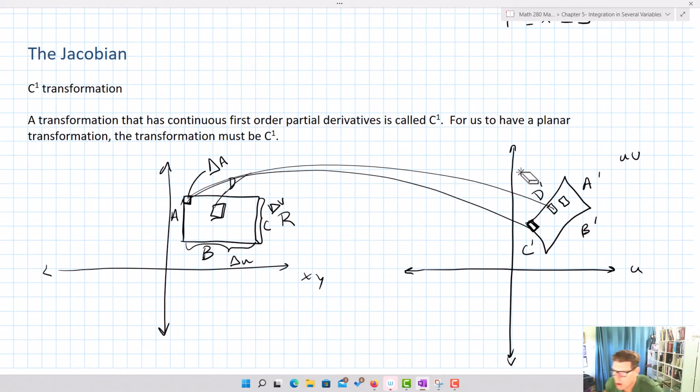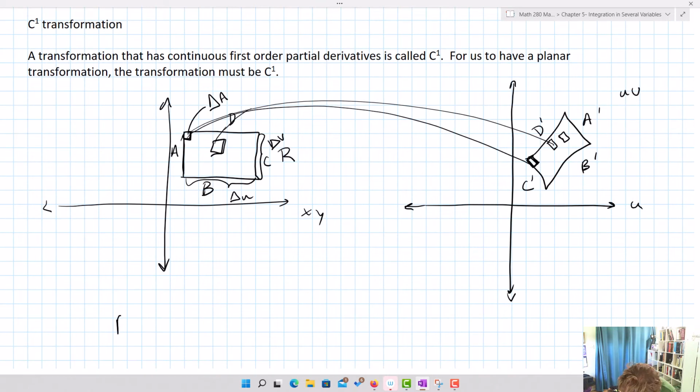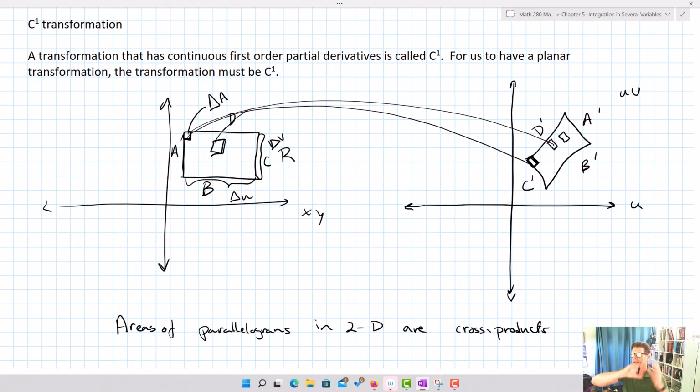And if you remember from our earlier conversations, areas of parallelograms in 2D are cross products. So we're imagining that we've got the area of one region, which is simply delta U times delta V, and we're going to map it over utilizing some parallelograms. This is just a sketch. It's very hand wavy. I didn't want to get into the whole partials and then taking the cross product because it's kind of a bear, okay?